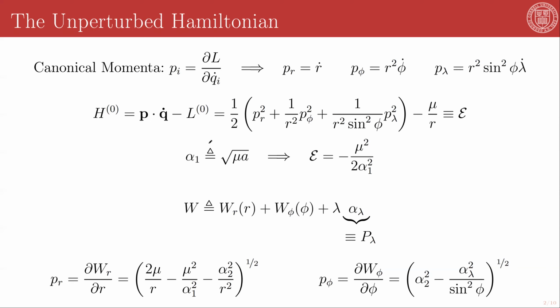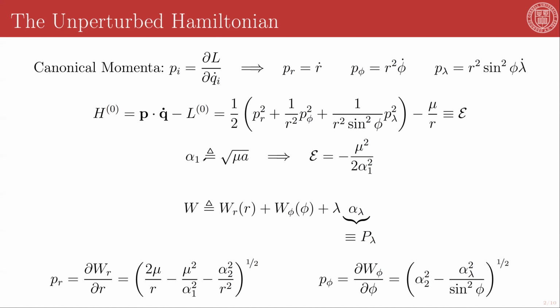We are going to deviate ever so slightly from our approach in the planar case by setting our first constant transformed conjugate momenta, alpha 1, to be the square root of mu a. You'll recall that in the planar case, we took alpha 1 to just be exactly equal to the specific energy of the system, and therefore equal to the unperturbed Hamiltonian. In this case, the algebra is going to work out a little bit more nicely if we make this definition.